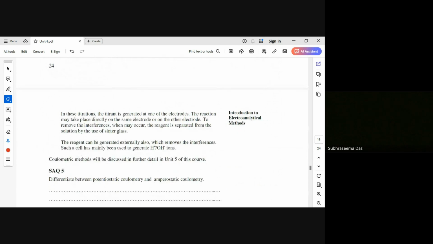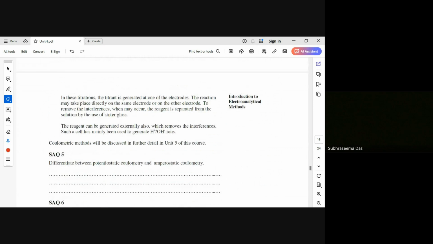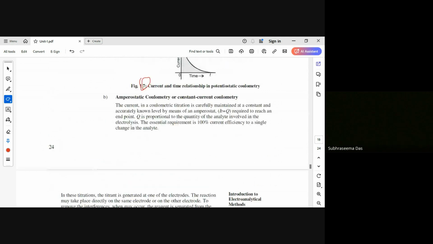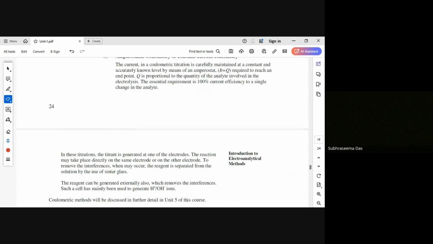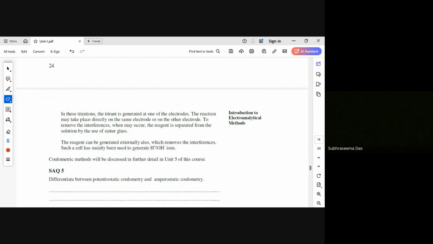Here these two processes are highly efficient, and titration is carried out. In this titration, the titrant is generated at one of the electrodes, and the reaction takes place directly or on the other electrode. These reagents have also been used to remove various interferences. Coulometric methods are very capable and highly accurate, they have gradually evolved with time and are much in use today. Further coulometric methods will be discussed in other courses.